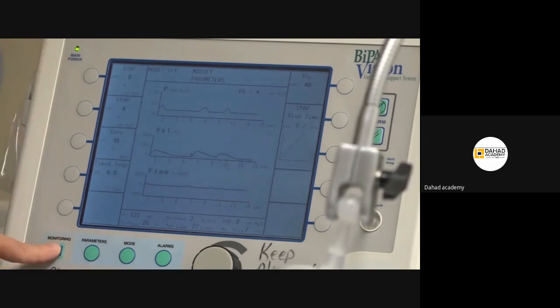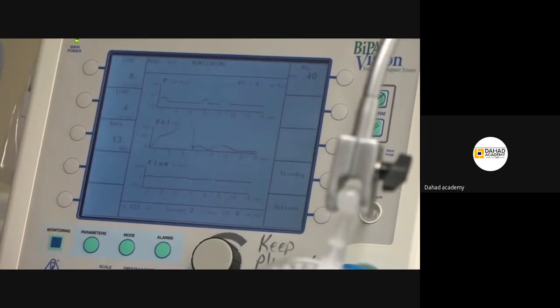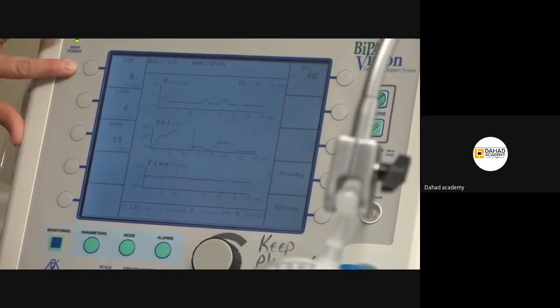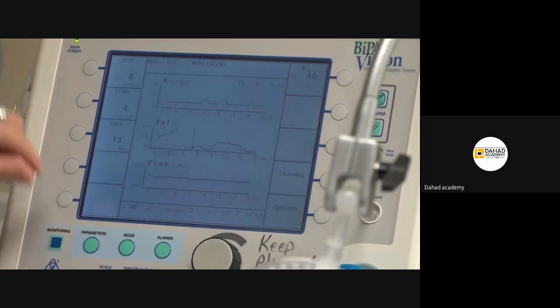Our monitoring screen looks a little bit different than our parameters screen. Parameters is where we set things. Monitoring is what is normally displayed when you're looking at it. So again, IPAP 8, EPAP 4. His total rate is 13.